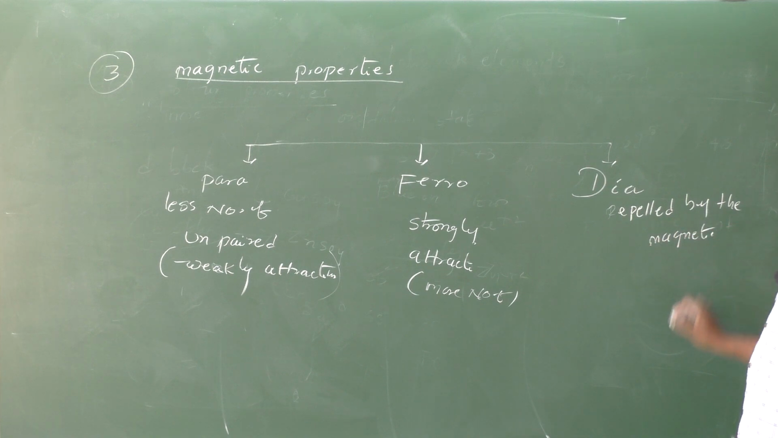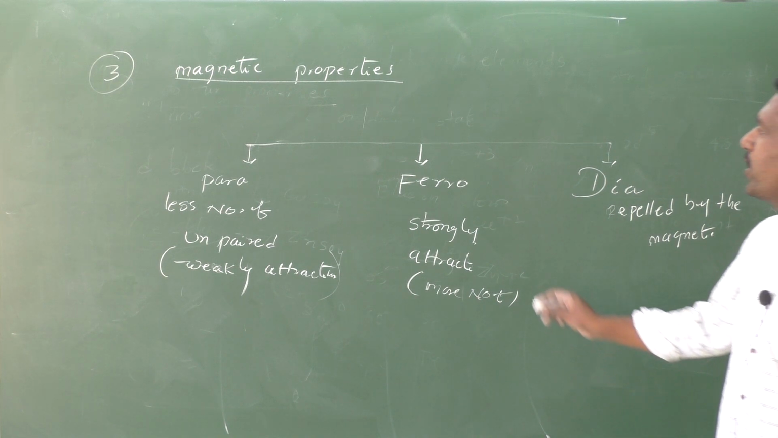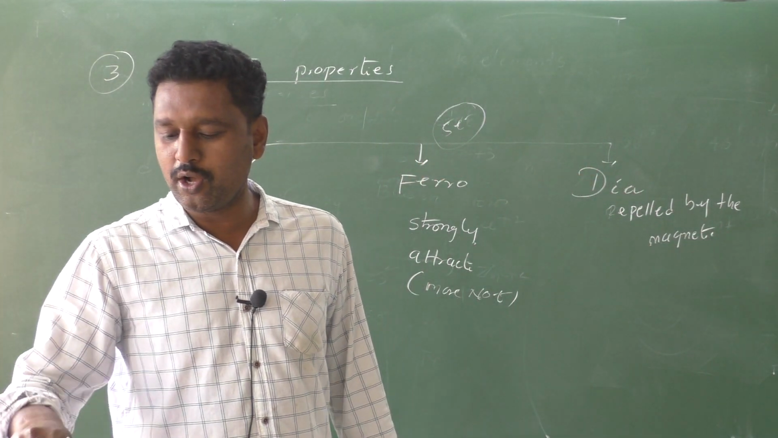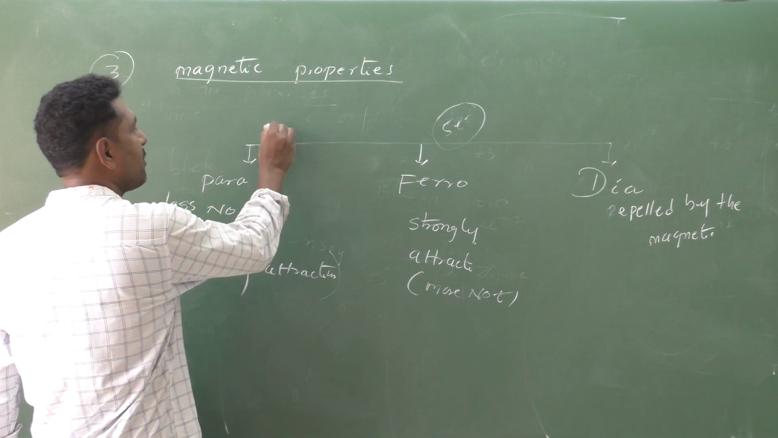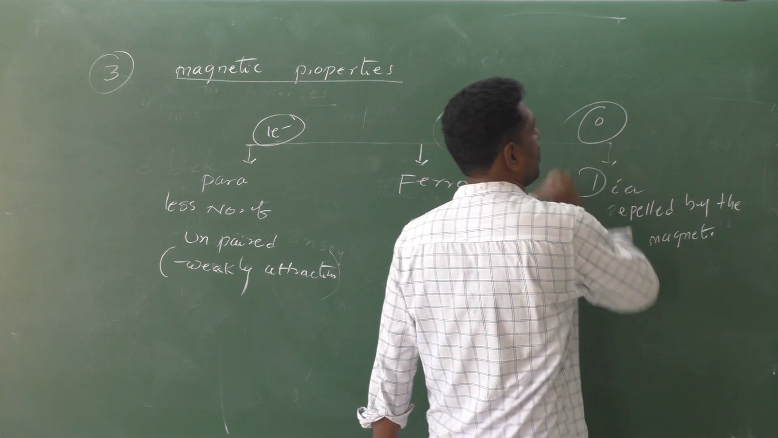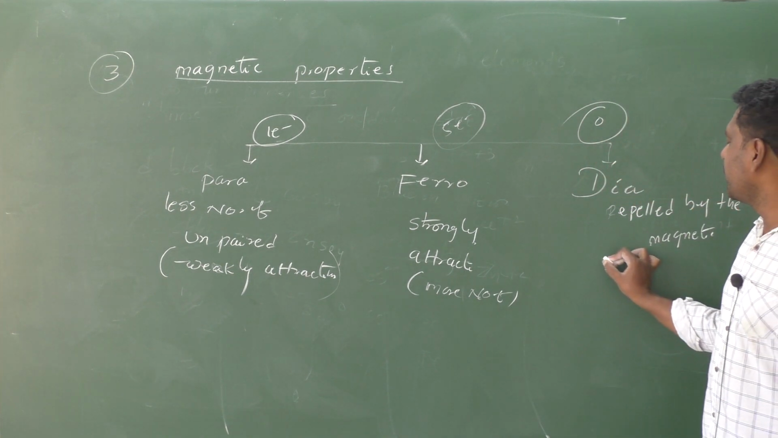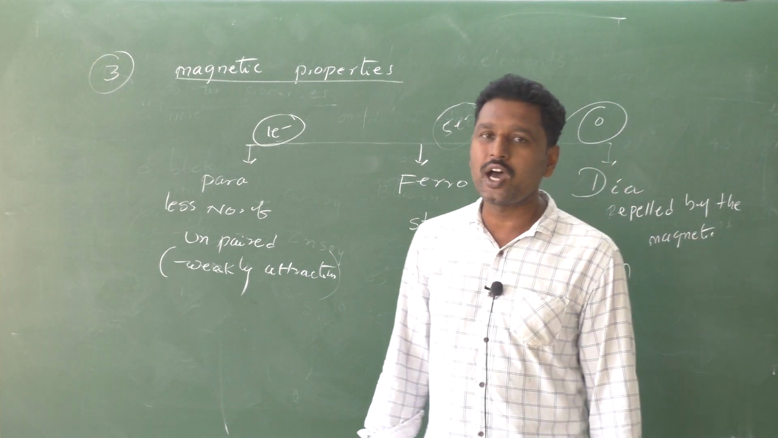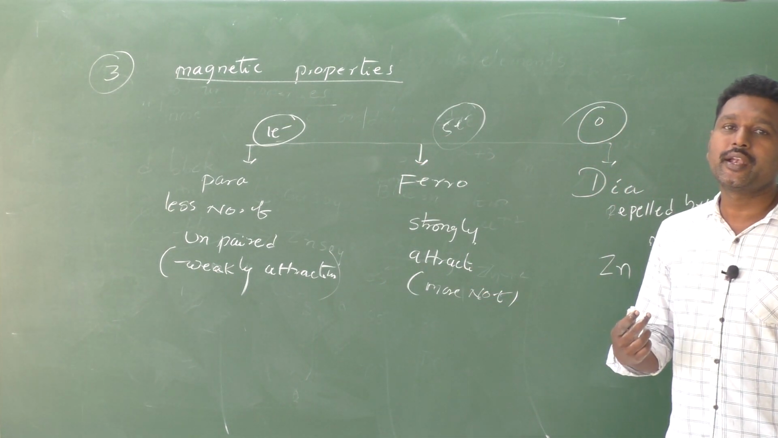So ferromagnetic, paramagnetic, diamagnetic depend on the number of unpaired electrons. If it has 5 unpaired electrons, it is ferromagnetic. If it has one unpaired electron, then it exhibits paramagnetism. Diamagnetic means zero unpaired electrons. Zn, zinc, is an example for a diamagnetic substance. There are no unpaired electrons in zinc, therefore it exists as a diamagnetic substance.